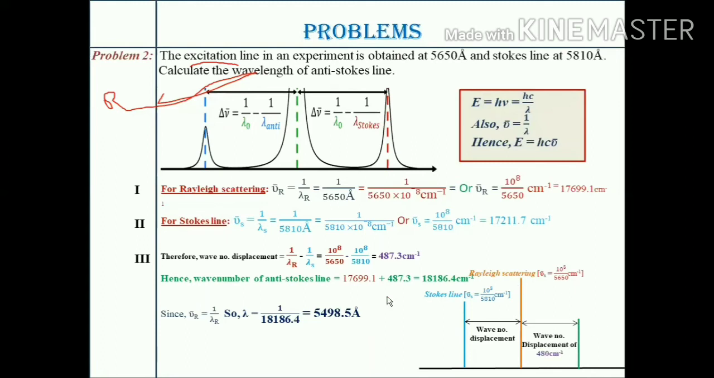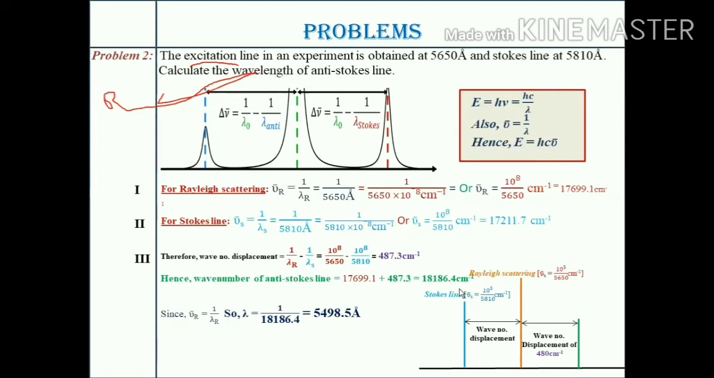Okay, fine. So Rayleigh scattering had this as its wave number. We calculated, and the Raman shift is 487.3. So what do I do? Since the anti-Stokes line lies to the right of Rayleigh scattering, definitely the value is to be added to the Rayleigh scattering. So we get the value of 18186.4 centimeter inverse.